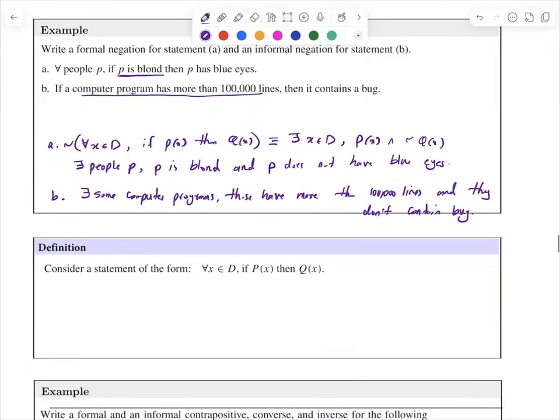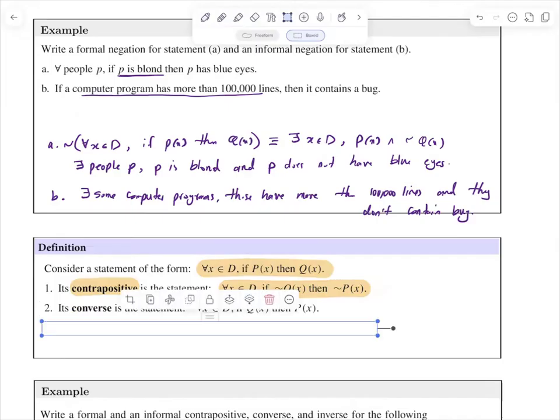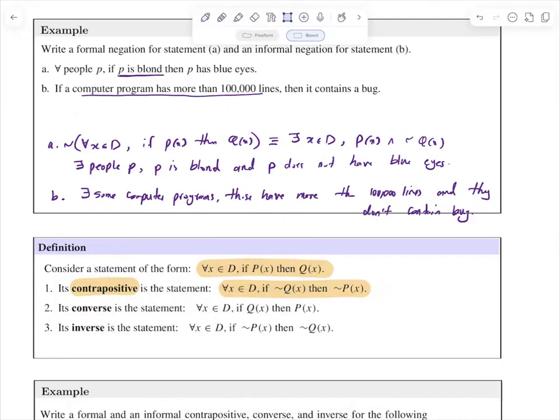Next definition. Consider the universal statement, for every x in domain D, P(x) then Q(x). As you remember, we can define the contrapositive. The contrapositive is still a universal statement. So take a look here. Here we defined the implication for any x in domain D, if P(x) then Q(x). The contrapositive says that, for any x in domain D, if the negation of Q(x), then you have the negation of P(x). As you remember, we defined converse and also the inverse. All of those are universal statements.